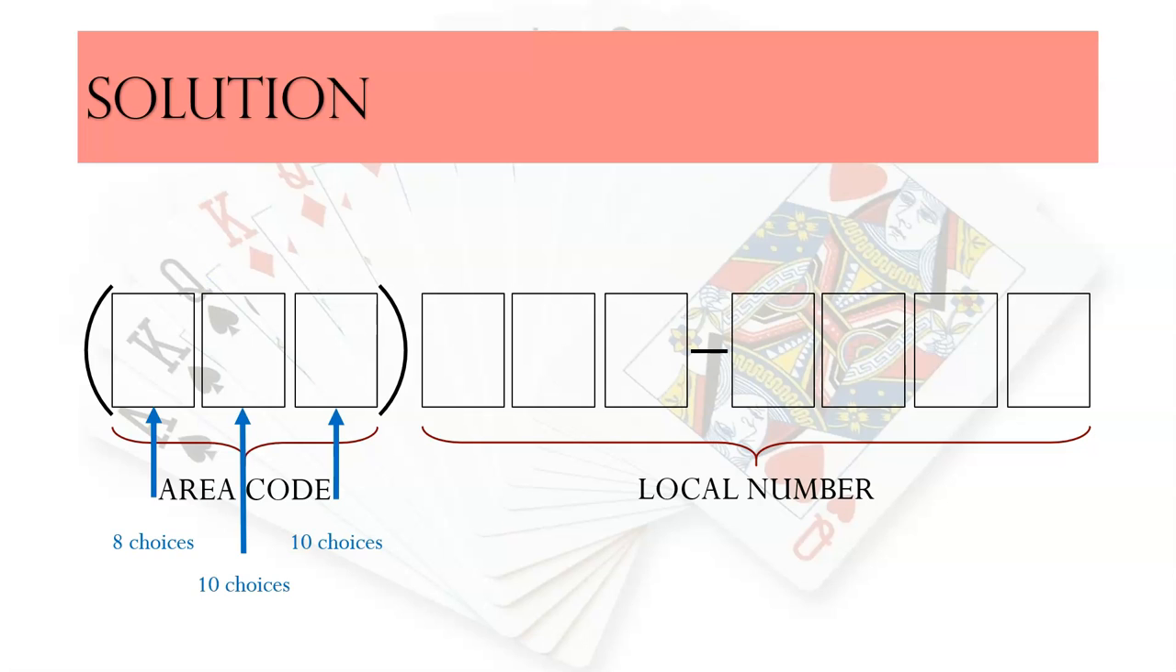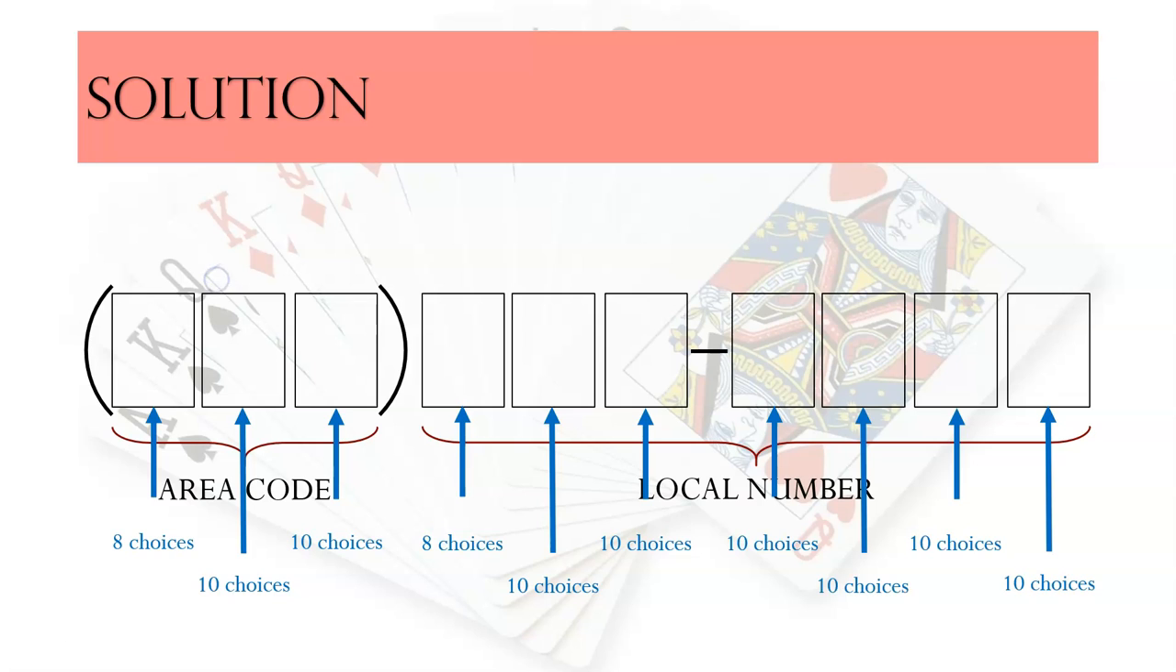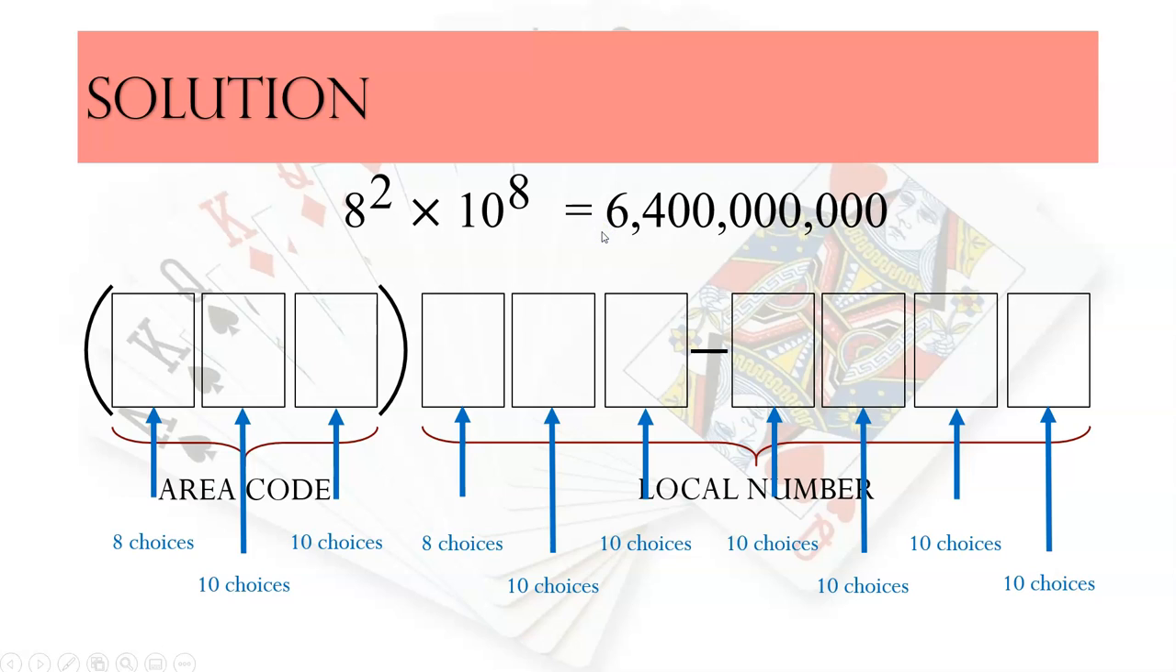For the local number, same thing as before, you can't start with a 0 or a 1, which means 8 choices for that first spot. But after that, there are no restrictions again, so those are all 10 choices each. When I multiply this together, I see that there are 2 8s and 8 10s. So I used exponents to multiply this out. It's just faster. And I got 6,400,000,000. That's how many different phone numbers you could make.